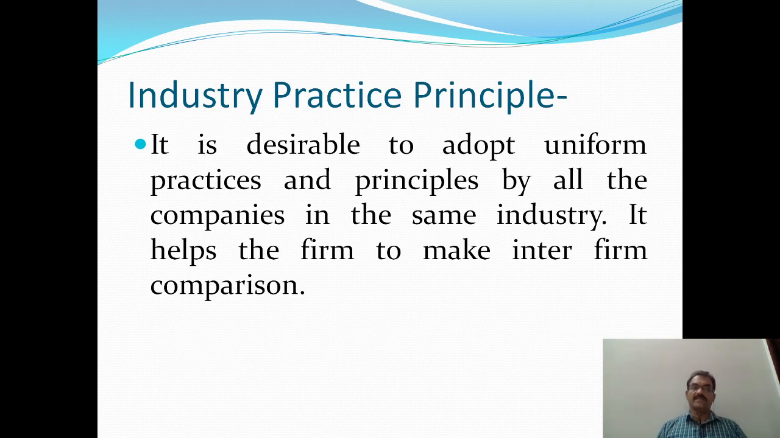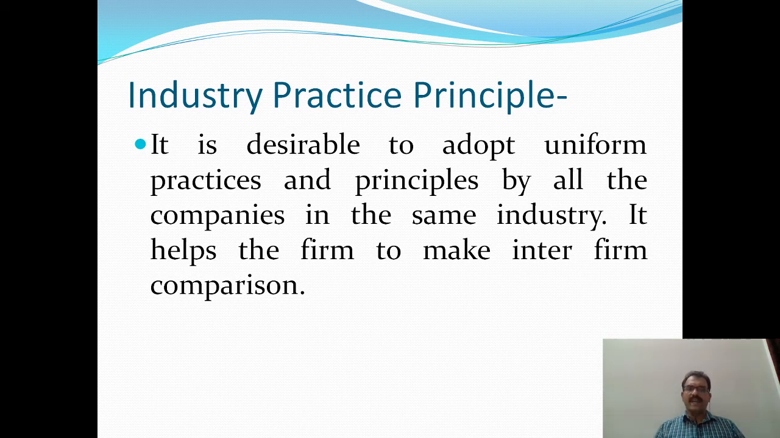Next one is industry practice principle. Industry practice principle. It is desirable to adopt uniform practices and principles by all the companies in the same industry. So industry here means a group of firms producing same product. A group of companies engaged in the same type of operations. That is what is called industry. So all the companies working in the same industry should follow uniform practices and principles.